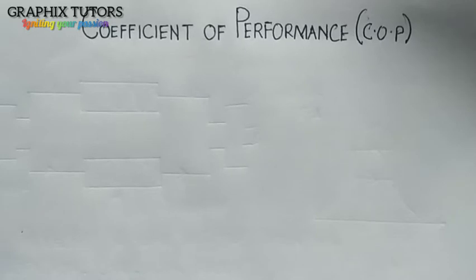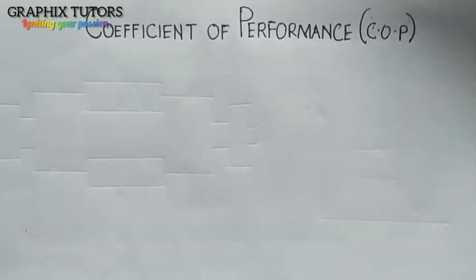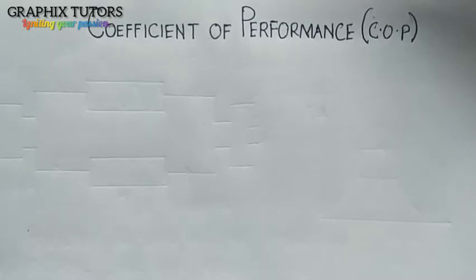Today we want to be looking at another aspect of thermodynamics, which is the refrigeration cycle. This refrigeration cycle will be looking at what is called the coefficient of performance. Now we know very well that the coefficient of performance, COP, is the ratio of the desired effect over the net work.